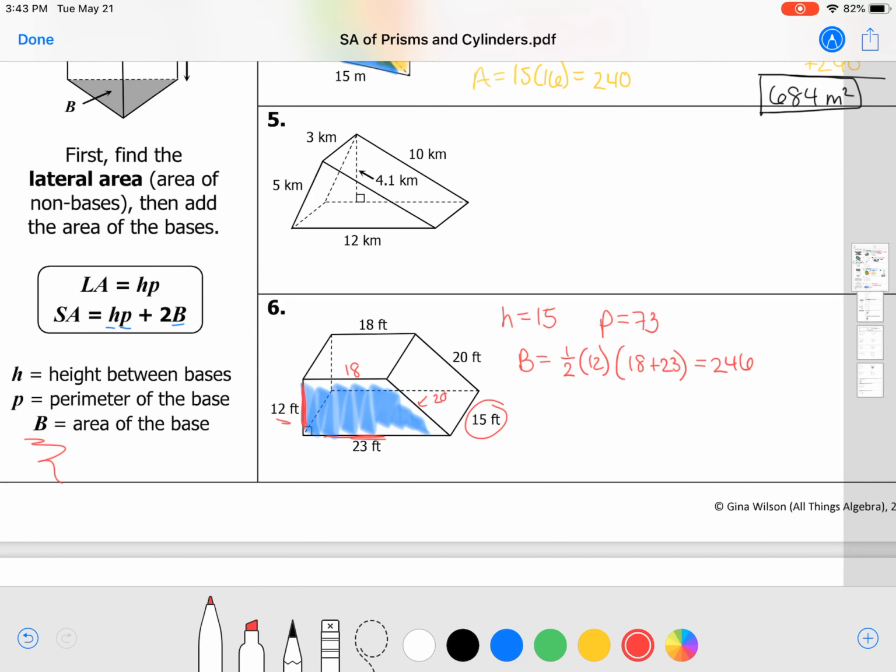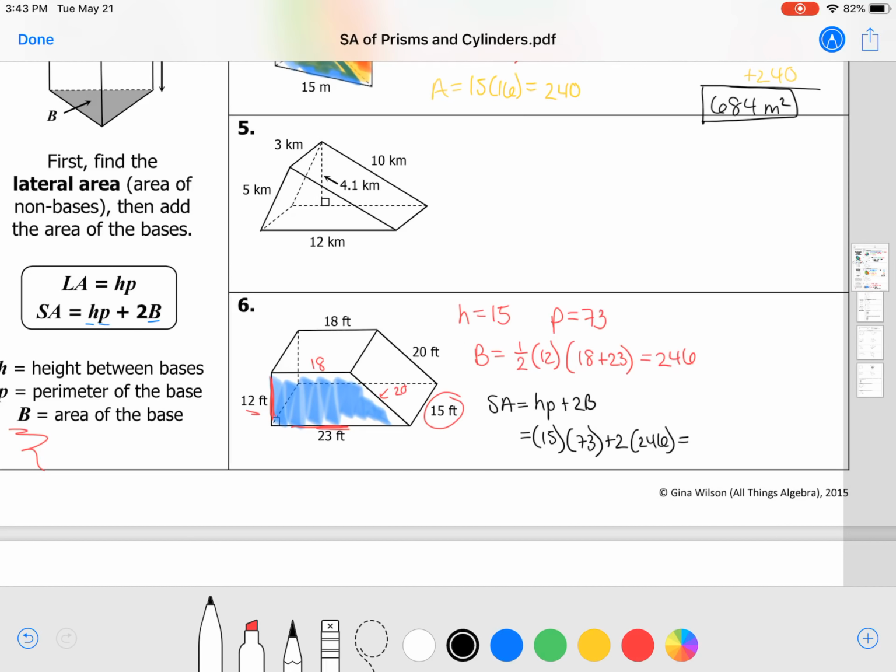Okay? And then after you find all the pieces for your surface area formula, you just plug them in. Okay? So height is 15, perimeter of the base is 73, plus 2 times the area of your base, which is 246. And so that is going to be 1,587 square feet.